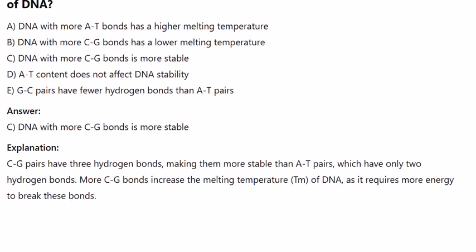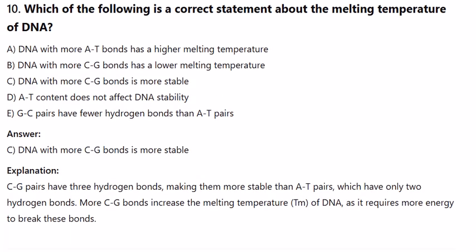10. Which of the following is a correct statement about the melting temperature of DNA? A. DNA with more AT bonds has a higher melting temperature. B. DNA with more CG bonds has a lower melting temperature. C. DNA with more CG bonds is more stable. D. AT content does not affect DNA stability. E. GC pairs have fewer hydrogen bonds than AT pairs. Answer: C. DNA with more CG bonds is more stable. Explanation: CG pairs have 3 hydrogen bonds, making them more stable than AT pairs, which have only 2 hydrogen bonds.